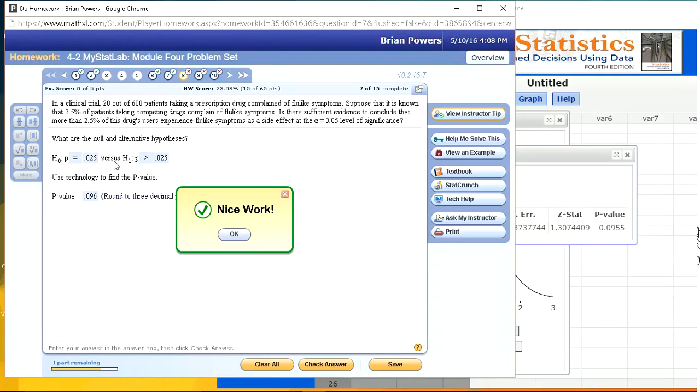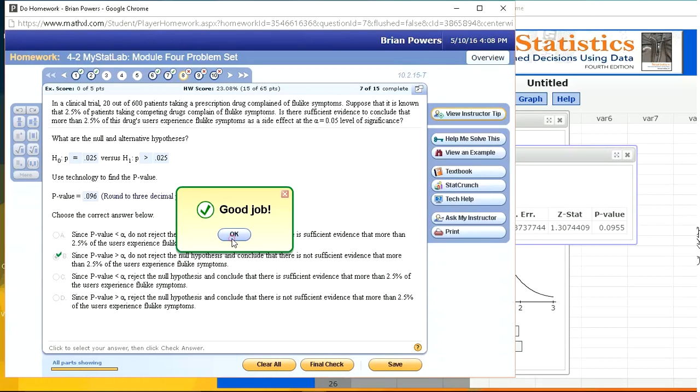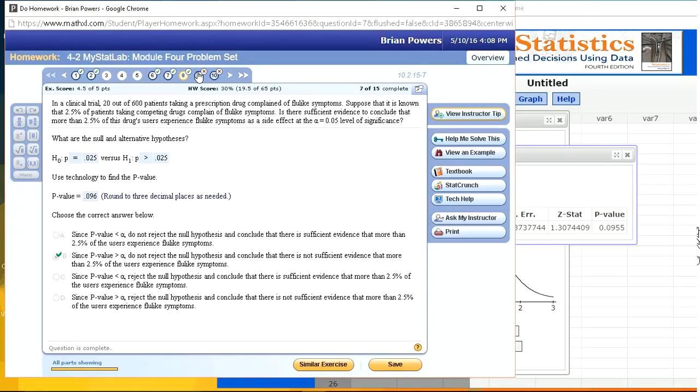And nice work. Since the p-value is greater than the significance level, that's not enough evidence. So the p-value is greater than alpha. Since the p-value is greater than alpha, do not reject the null. That's B, do not reject the null. Okie dokie.